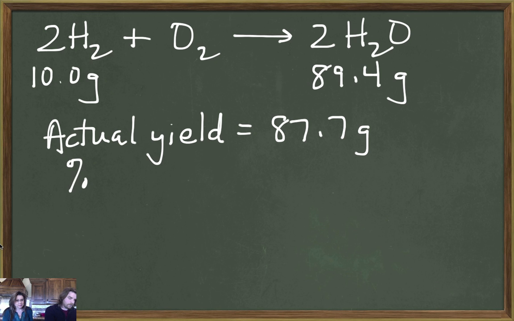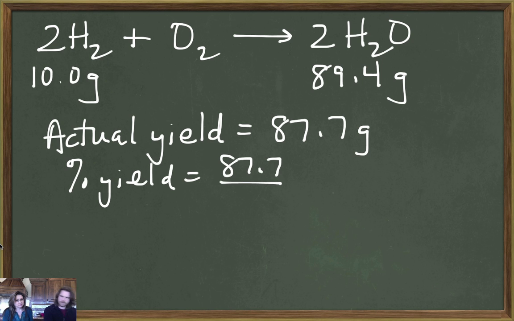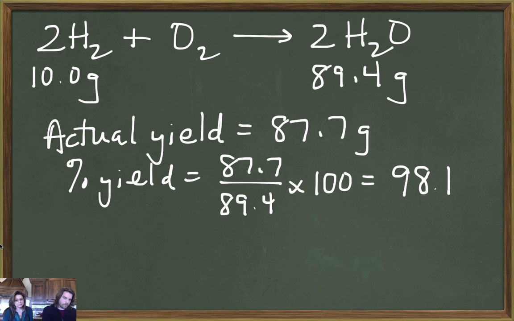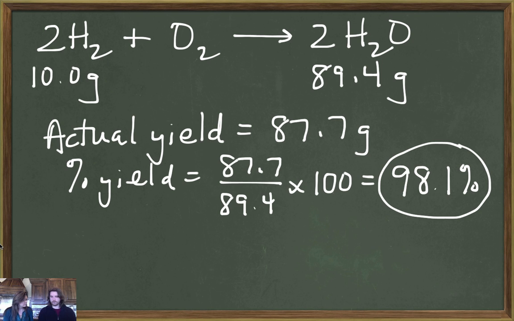Okay. So percent yield is going to be my actual yield, which was 87.7, divided by, what was my theoretical? 89.4. I should have gotten 89.4. Multiply that by 100, and I end up getting 98.1% yield. Not bad. Not bad by college standards even, too.